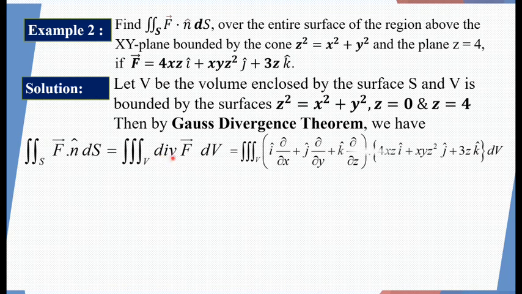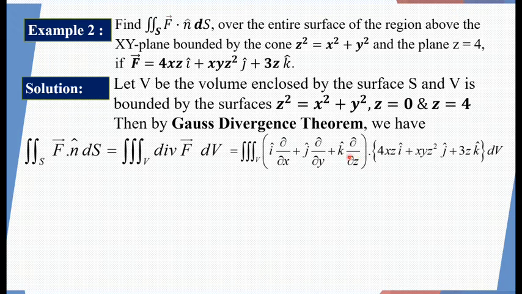So put the value of divergence. Divergence means del dot vector F, that is del is i cap ∂/∂x plus j cap ∂/∂y plus k cap ∂/∂z, dot product with the vector F, and vector F is 4xz i cap plus xyz² j cap plus 3z k cap dV.